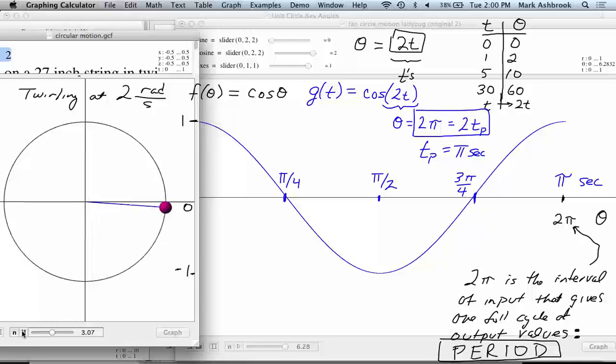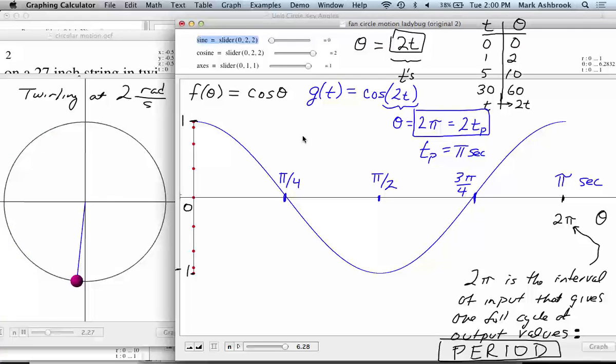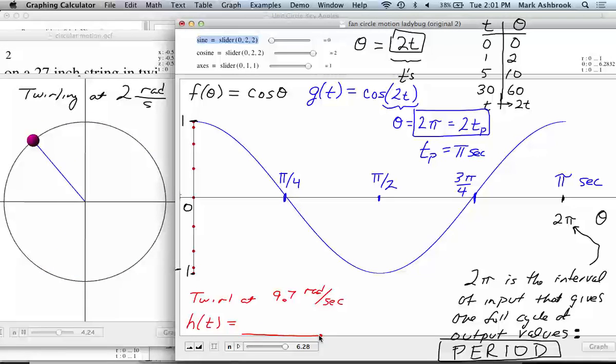So let's do something more realistic. Like 4 radians per second. So let's say twirl at 9.7 radians per second. So we want a function h of t that gives still the horizontal position of the ball to the right of the vertical diameter, t seconds after the ball passes the 3 o'clock position.